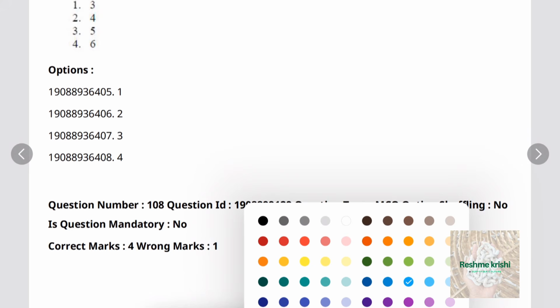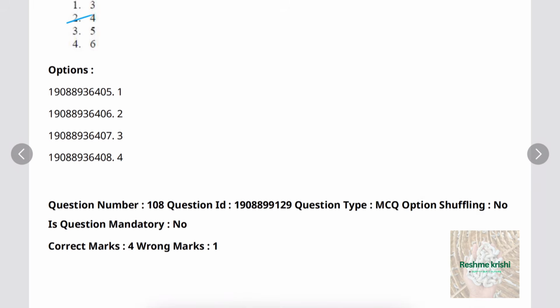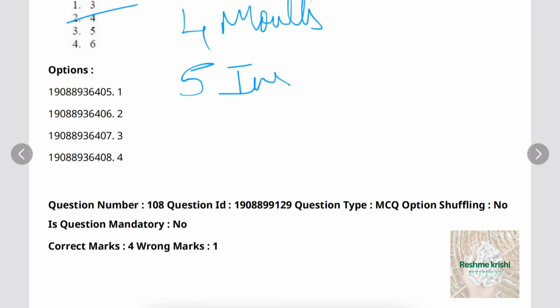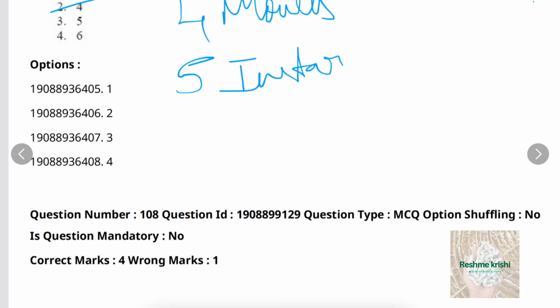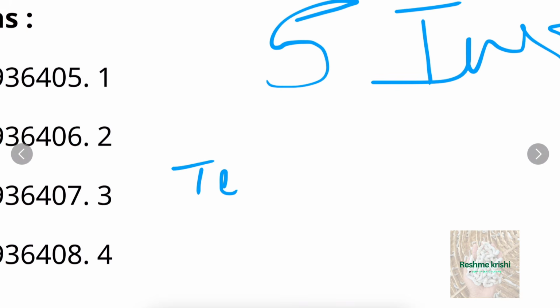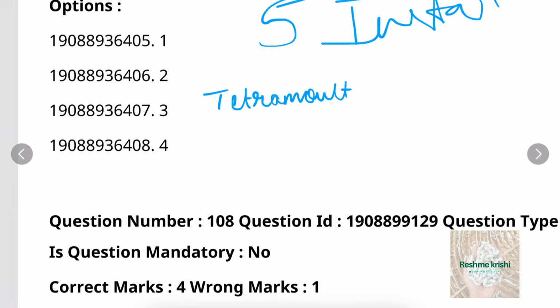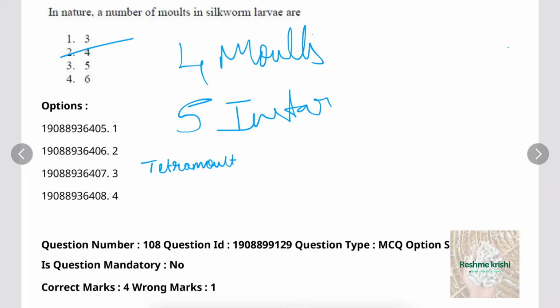In nature, a number of molts in silkworm larvae are, means normally they are asking, suppose. So there are 4 molts, 5 instars. So they are known as tetramolters. Tetramolters. Okay.